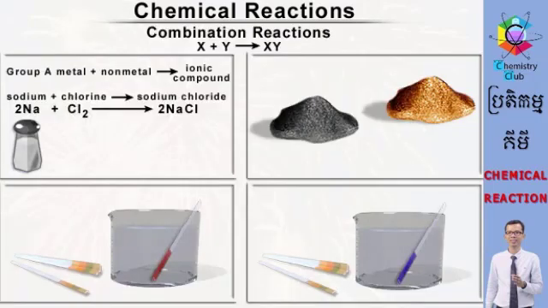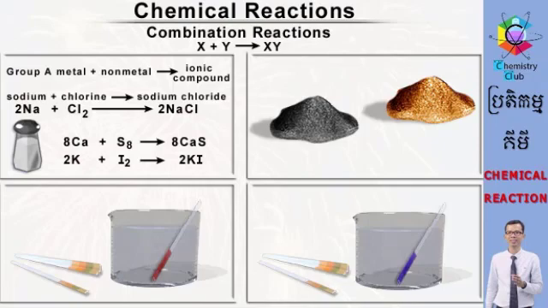There are many common combination reactions. When a group A metal cation reacts with a non-metal, the product is an ionic compound. An example is the reaction that produces common table salt. Sodium metal reacts with chlorine gas, producing sodium chloride. Here are some more examples of non-metals reacting with group A metals.